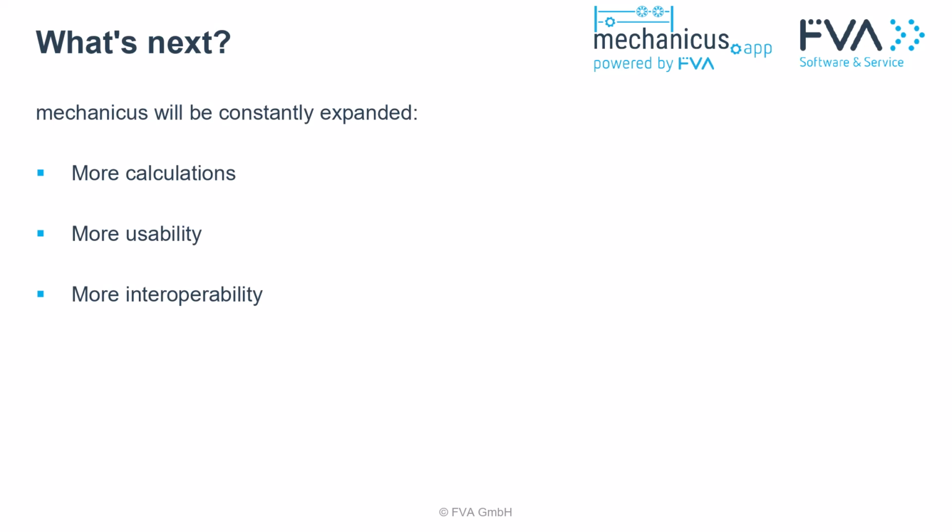Let's have a look at the last slide of my presentation, because I want to give an overview of what's next. Well, as already mentioned, the mechanicus will be constantly expanded. We will introduce more calculations soon. We will work hard on more usability to make it even easier and even more intuitive to use the mechanicus. And we also want to improve the interoperability. For example, you can design a cylindrical gear in the mechanicus and after that import it into the FVA workbench for further and more complex calculations, for example.